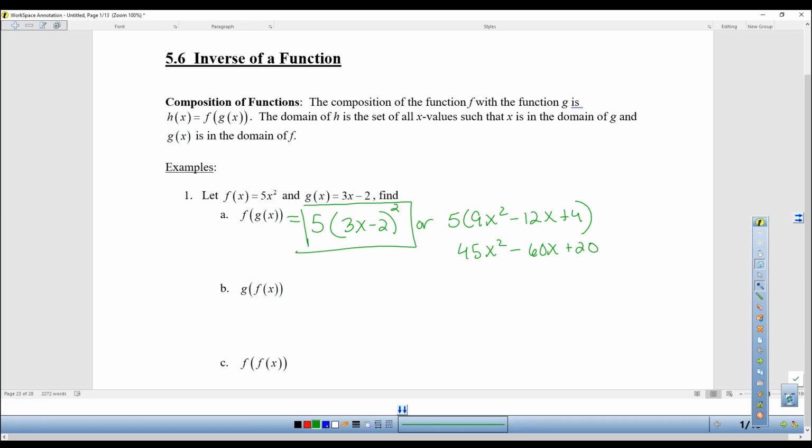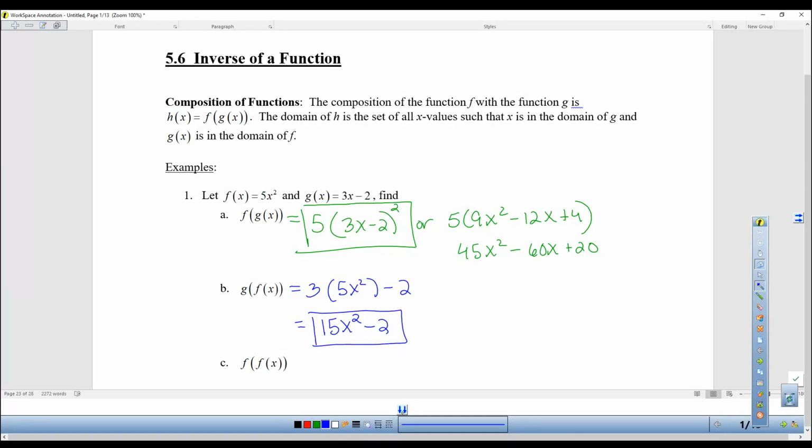On this next one, it says g of f of x. As soon as I see g of, I'm going to write 3, and I know I'm going to replace my x with something. What am I going to replace it with? With f of x, which is 5x squared. This one you should simplify, not much, just make it a little tidier, 15x squared minus 2.